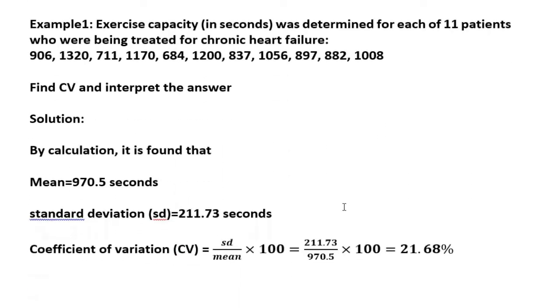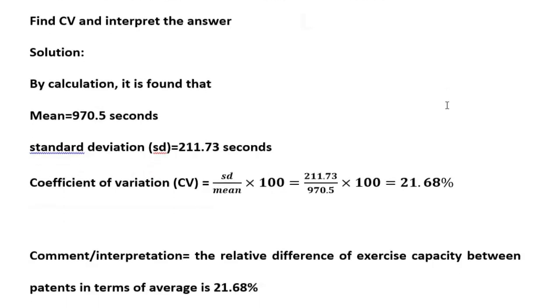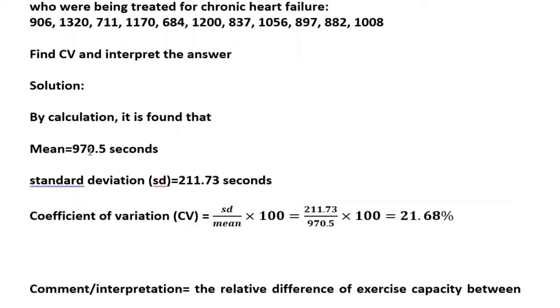Let us see example number 1. This is the exercise capacity in seconds. How many seconds do patients exercise? These are chronic heart failure patients. And there is a variation in the data you can see: 906, 1100, 320. What is the variation of the data as a percentage in terms of the mean? If you want to know, we calculate the mean. We know how to calculate the mean. You will get 970.5 seconds.